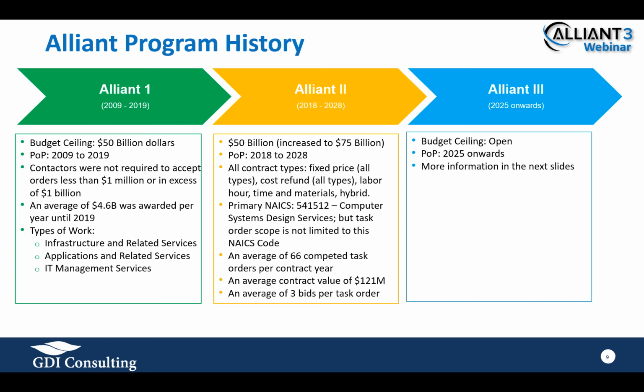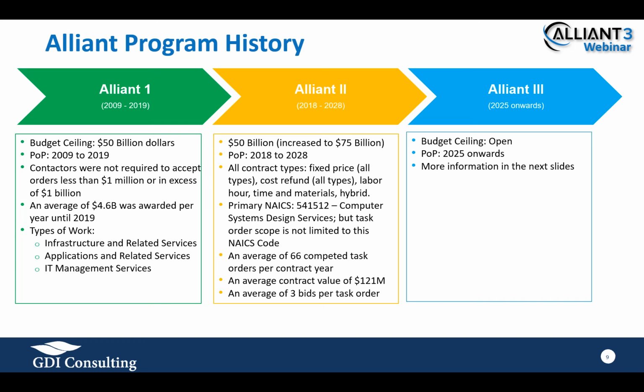$50 billion initially was the budget, but it was increased to $75 billion. And it covered 541512, obviously, computer system design services. But there were other task orders that covered other scope of work as well. It had approximately 66 task orders completed per year, so that's a good way of looking at it.